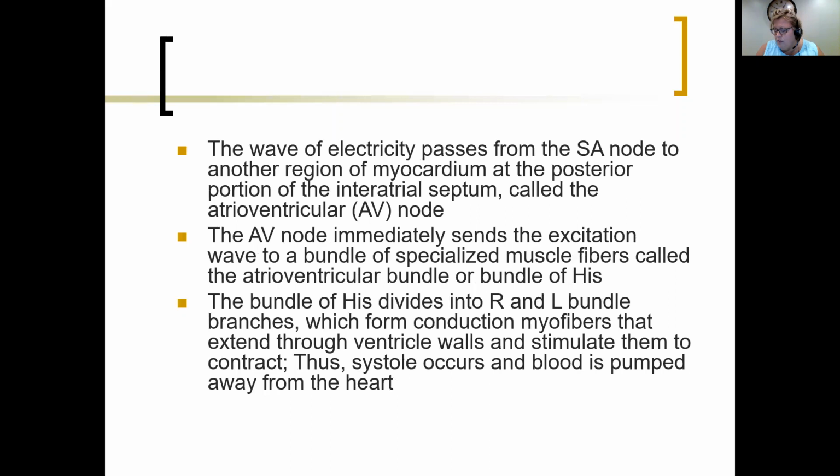Number 4 is the left bundle branch. Number 5 is the right bundle branch. And these branches, you can see, they're almost like fingers that wrap around these ventricles. And when they receive that electrical impulse, it causes the ventricles to contract. When the ventricles contract, systole occurs and blood is pumped away from the heart. The right side of the heart pumps it to the lungs, left side of the heart pumps it to the body.